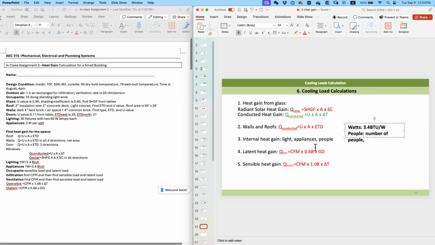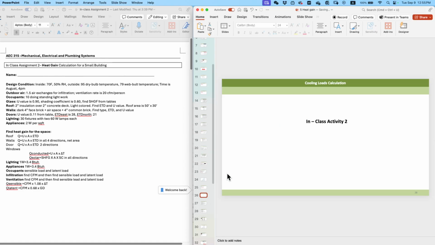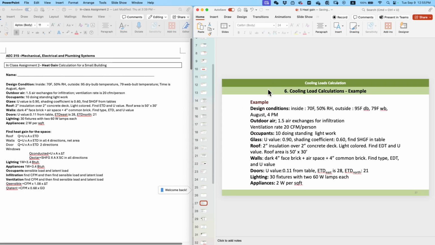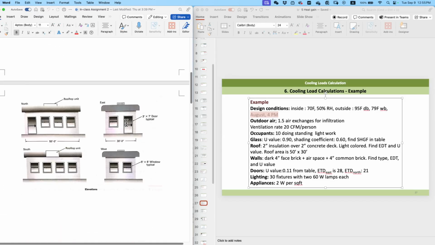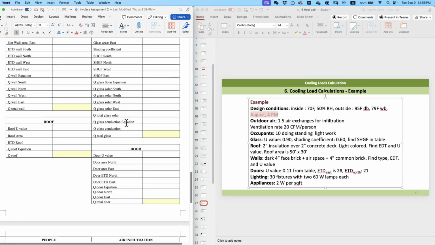Let's review the questions. Review the assignment, in-class activity 2, building design information. First, the design condition inside is 70 Fahrenheit and relative humidity is 50%. Outside is 95 Fahrenheit dry bulb temperature, 79 Fahrenheit wet bulb temperature. And the time is August, 4 p.m. So based on the design condition, you can complete the next one, this table.